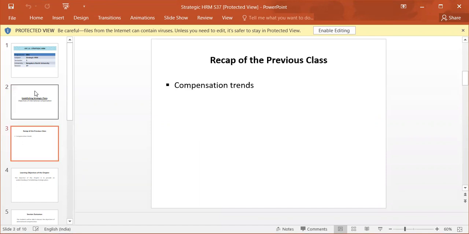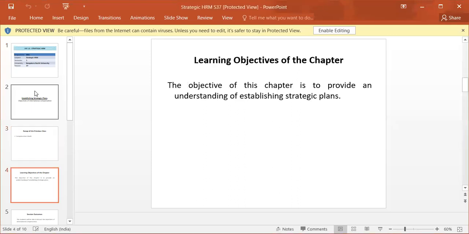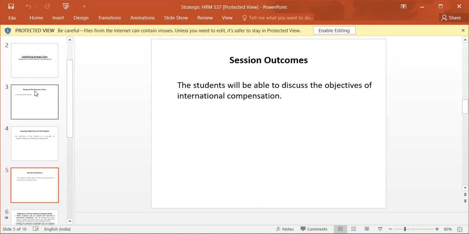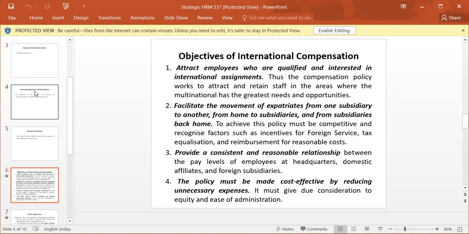A recap of the previous class: compensation trends. Learning objective of this chapter: the objective of this chapter is to provide an understanding of establishing strategic plans. Session outcome: the student will be able to discuss the objectives of international compensation.